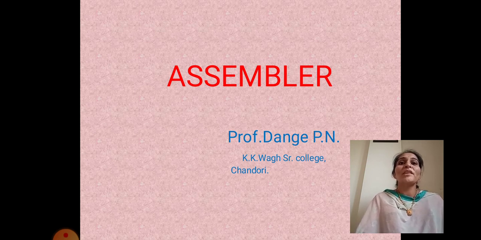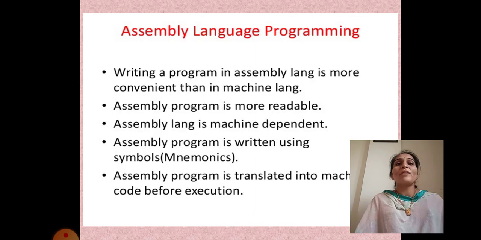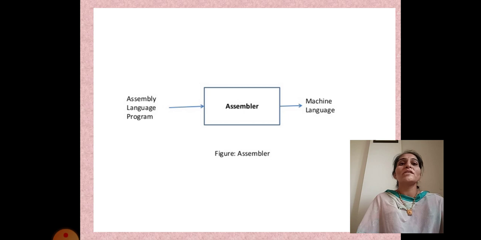Today we are going to learn about the assembler chapter from system programming. Firstly, we have to see what the meaning of assembly language programming is. Writing a program in assembly language is more convenient than in machine language. Assembly language is more readable. Assembly language is machine dependent. An assembly program is written using symbols, that is mnemonics. An assembly program is translated into machine code before execution.